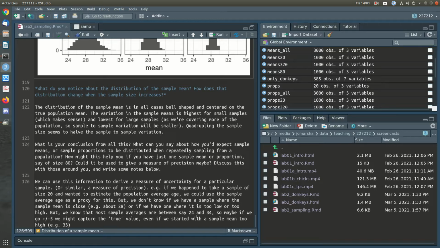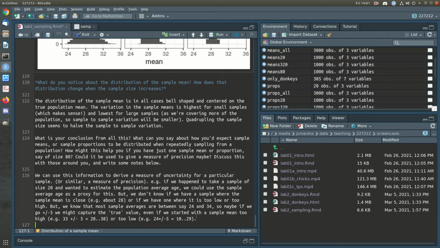So say it was 33. 33 plus or minus 5 is going to be 28 to 38, which captures the truth, just over 28. Or if it was too low, say we had 24 instead, 24 plus or minus 5 is 19 to 29, which again captures the truth, which is just over 28. And of course, if we're in the middle, then we're going to capture the truth using the same criteria.